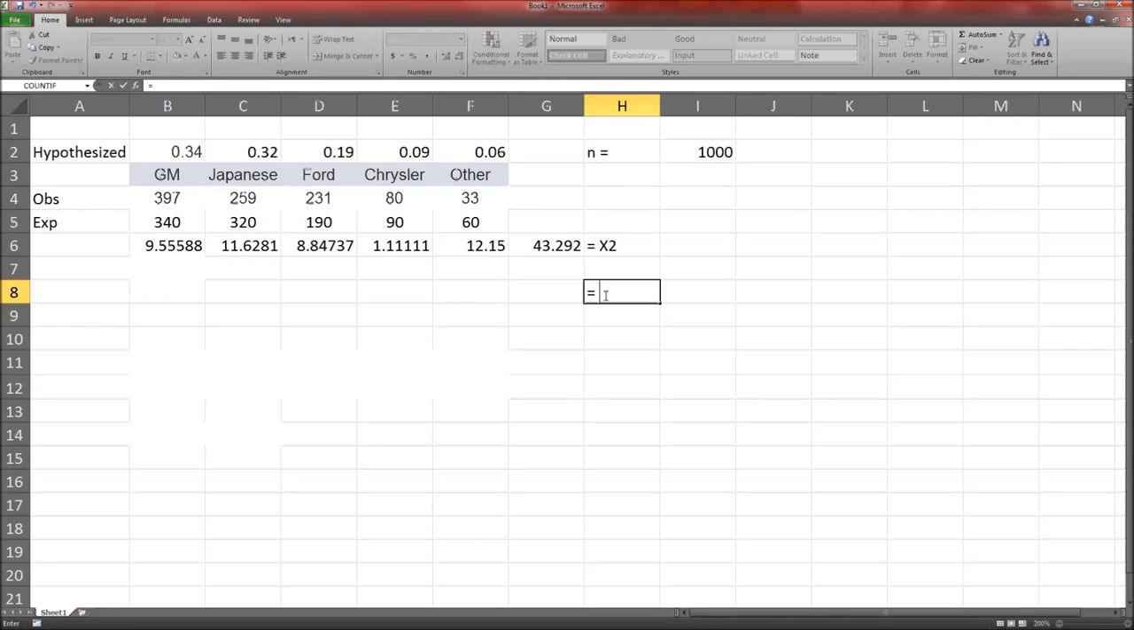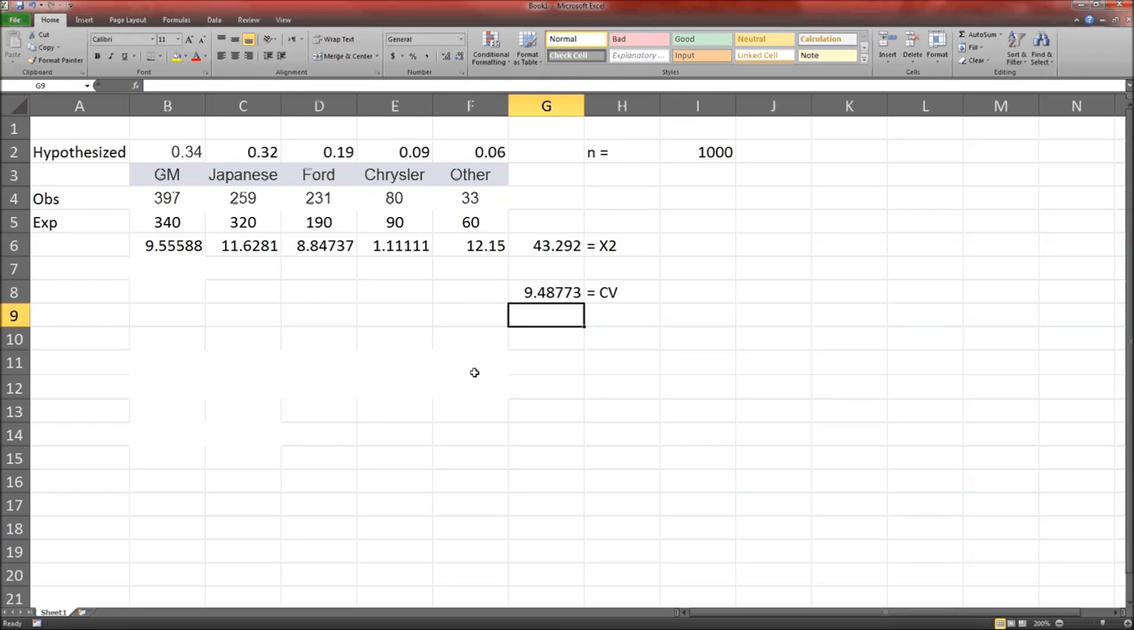So here's the CV. This is equal to CHISQ, that's the typical abbreviation for chi-squared, dot inv, because we're calculating the critical value, so we're giving this function a probability and we want it to give us a chi-squared value. Dot rt, because we're going to be looking at the right tail. 0.05. Degrees of freedom is n minus 1, or the number of groups minus 1. 1, 2, 3, 4, 5 minus 1 is 4. Critical value is 9.48773. What we observed is greater than that, therefore we reject the null hypothesis. And the null hypothesis is that what we observe comes from this hypothesized distribution. We reject that. There has been a change since 1990.